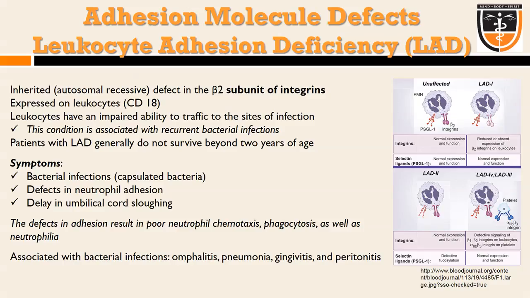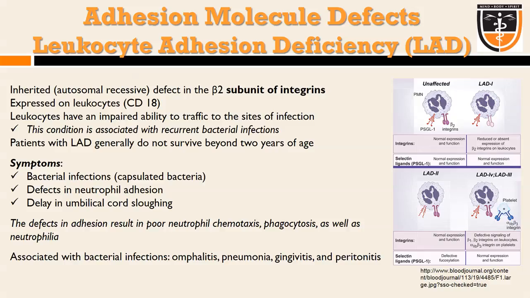Now let's talk about a condition, because you know I need to give you a condition so I can test you on it. So the condition here is leukocyte adhesion deficiency. It's a congenital disease, it's an inherited condition, it's autosomal recessive, a defect in the beta-2 subunit of integrins. So it's expressed on your leukocytes, actually CD2.